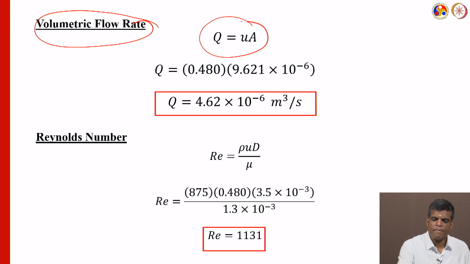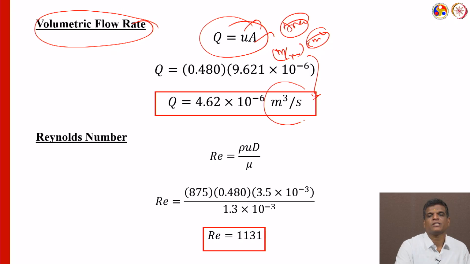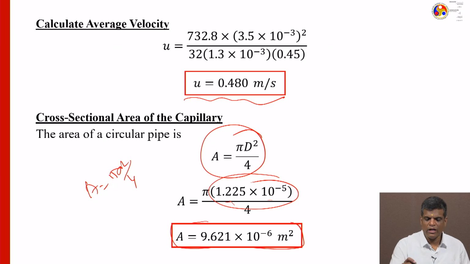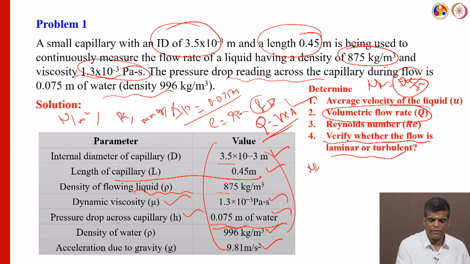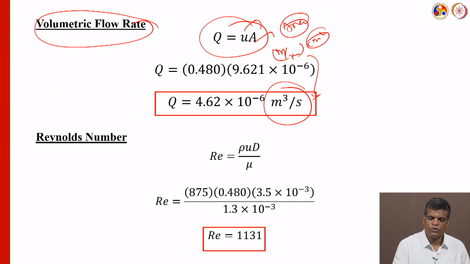So Q equals U A. The U we got from the previous step, the velocity, and the area is the area of the problem here. The velocity is in meter per second, the area in meter square, so we will get the flow rate in terms of meter cube per second. So now we know the volumetric flow rate, we know the velocity U, and we know the internal diameter of this. And the viscosity mu we also know. You substitute everything, then get the value of the Reynolds number.